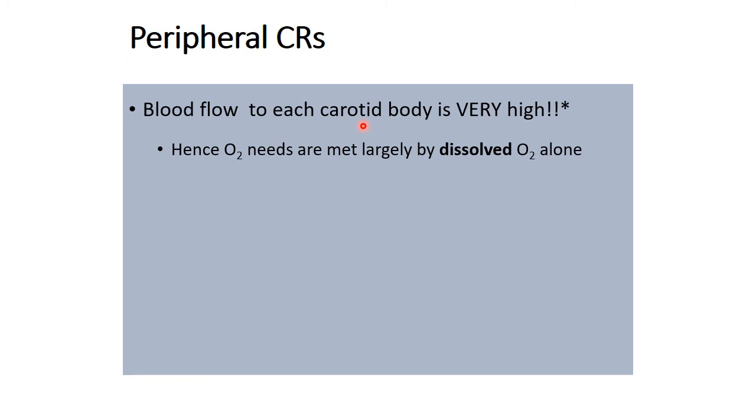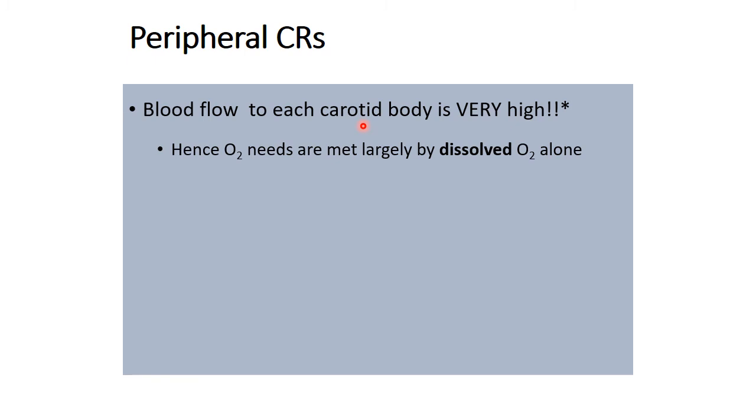To put this into context, the brain receives 54 ml only per 100 gram of tissue. If you are a first year student, you will have even lesser blood. That was a joke. Okay.